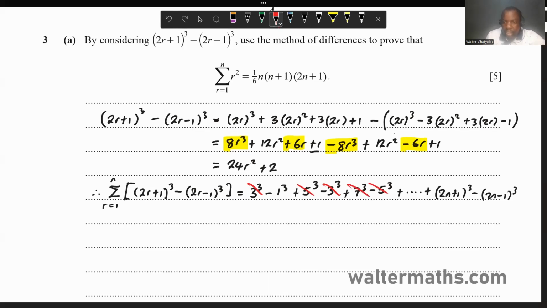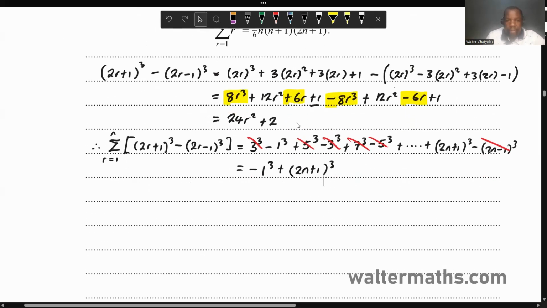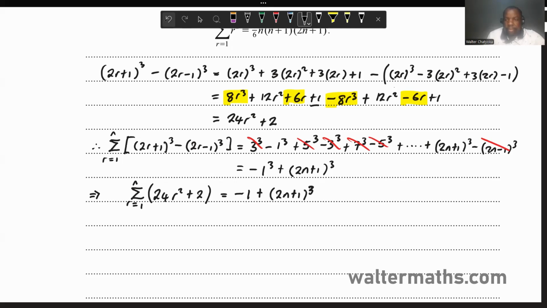All right. And so will this term here again be eliminated by another similar term preceding it. So what will remain is minus 1 cubed plus 2n plus 1 cubed. So that's what we'll be having right here. So this is the same as the sum from r equals 1 up to n, and since this was simplified to 24r squared plus 2, we're saying that is equal to minus 1 plus 2n plus 1 cubed.